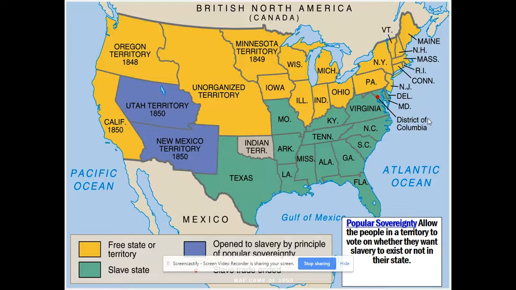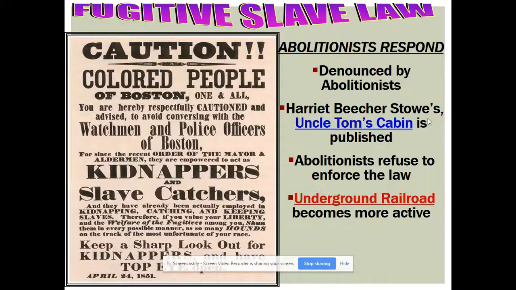Utah Territory, New Mexico Territory, none of those are states yet. Now there's Oregon. And then a lot of the Great Plains states are not states yet. So anyway, this popular sovereignty decided that you could vote on something. So it was seen as democratic, okay, but it's still, yet again, kicking the can down the road on the issue of slavery.